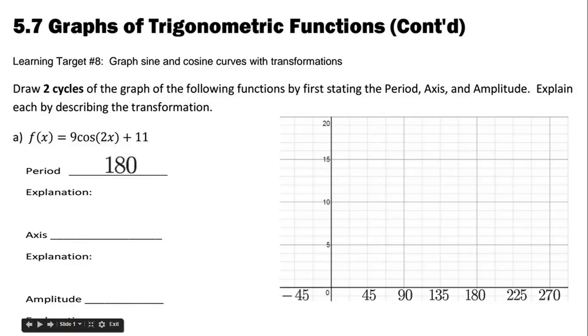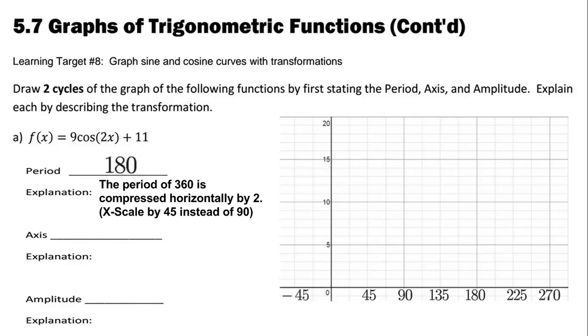The period is 180. The reason why the period is 180 is the base graph starts at 360. This has a horizontal compression factor of 2. So it's this number here that traditionally in a function means the function's been compressed horizontally by a factor of 2. And so the period is going to finish at 180. So instead of going up by 90 every time, we're going to go up by 45. So we're going to compress the 90 by 2 as well.